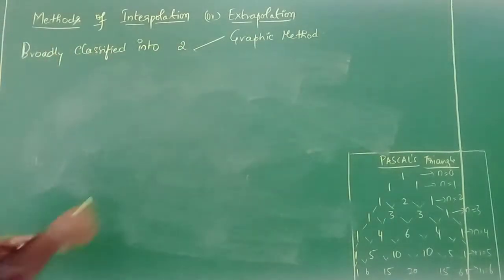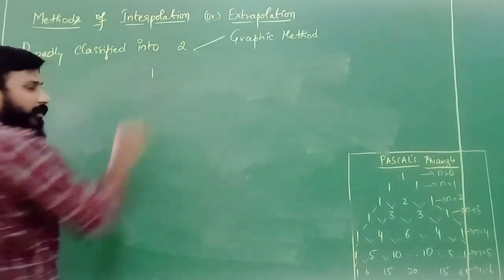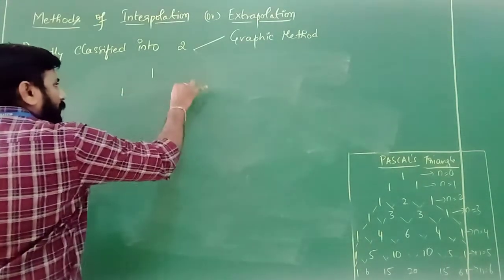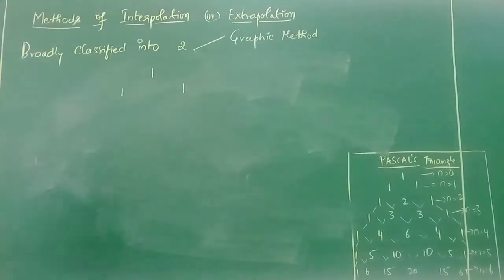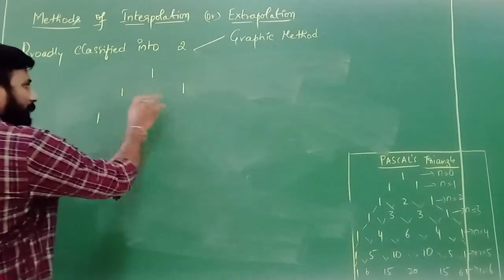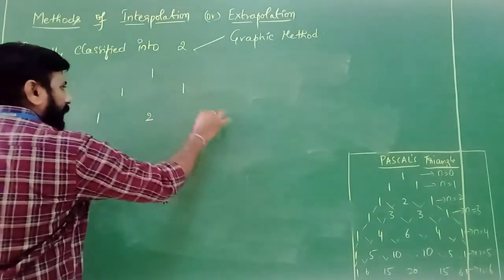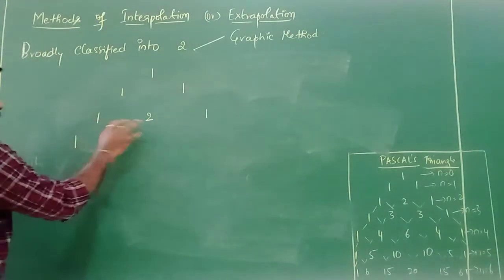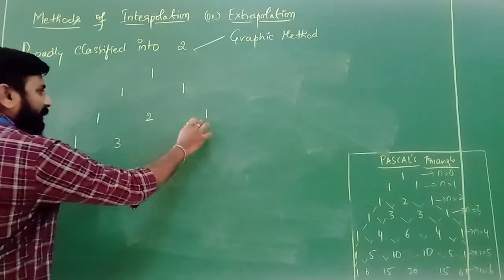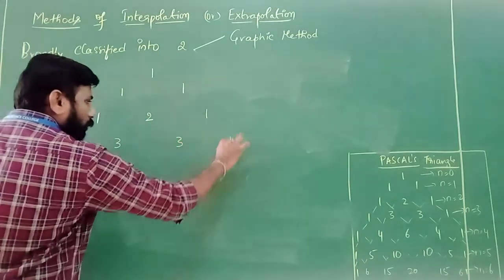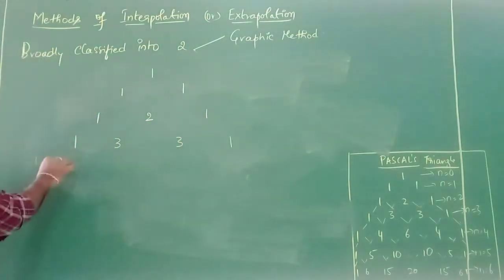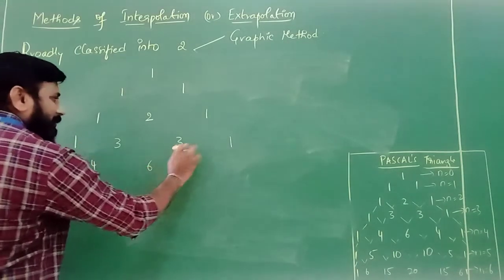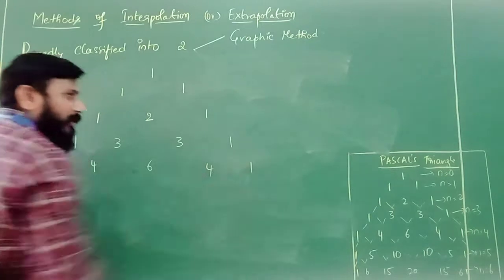Look here, one more time I am drawing Pascal's triangle. 1, then 1 and 1 here. Again 1, 1 plus 1 is 2, again writing 1. Next 1, 1 plus 2 is 3, 2 plus 1 is 3, then 1. Next 1, 1 plus 3 is 4, 3 plus 3 is 6, 3 plus 1 is 4, then 1.